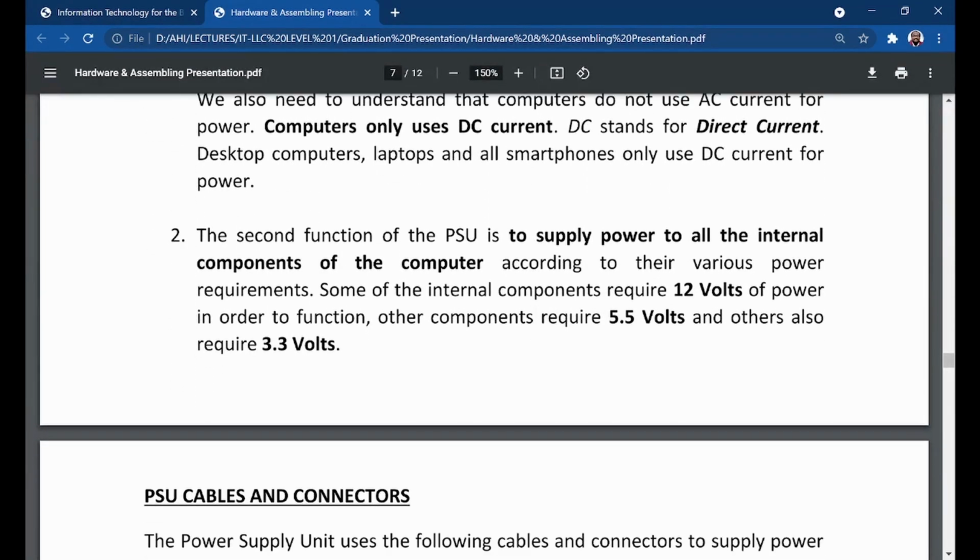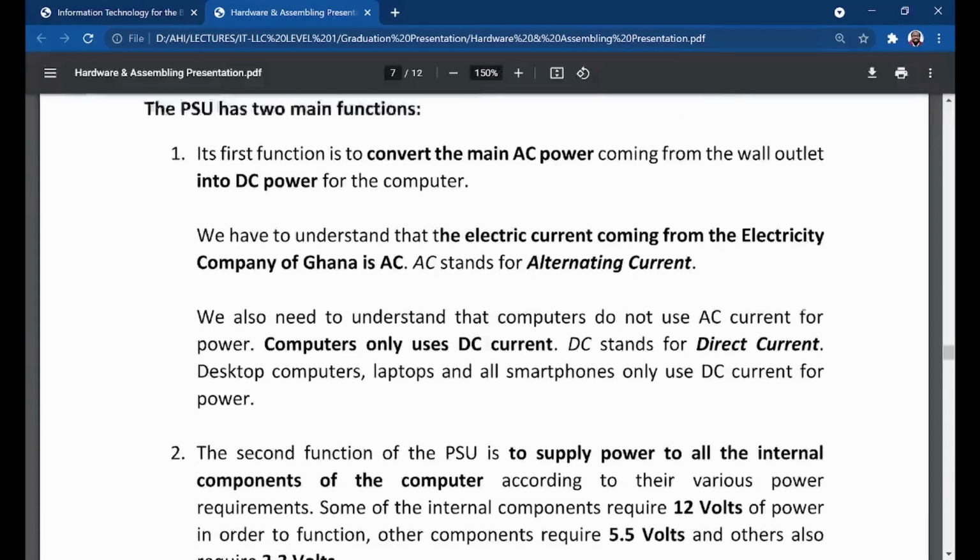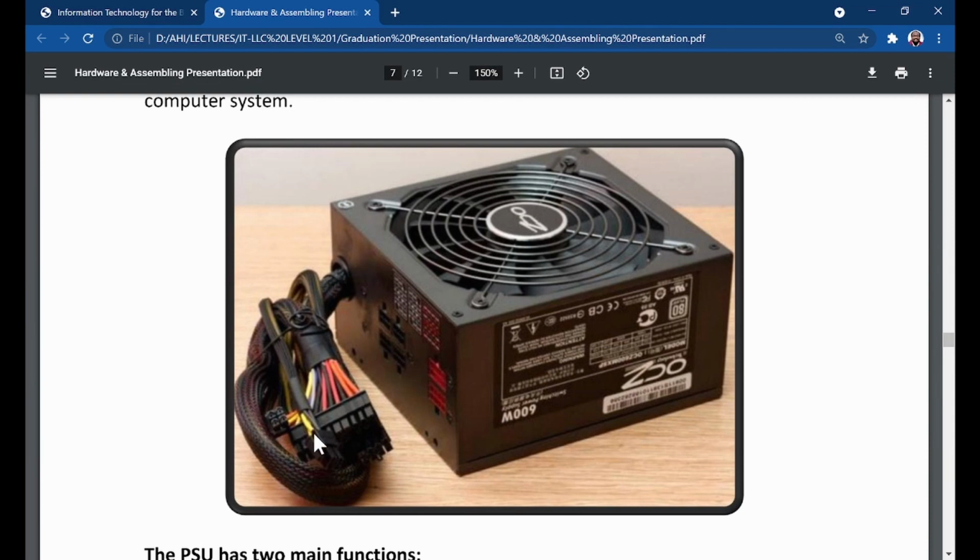Its second job is this. The second function of the power supply unit is to supply power to all the internal components of the computer according to their various power requirements. Some of the internal components require 12 volts. Other components require 5.5 volts. And others require 3.3 volts. And so when you check the power supply unit, you see that there are several wires and several connectors coming from it.